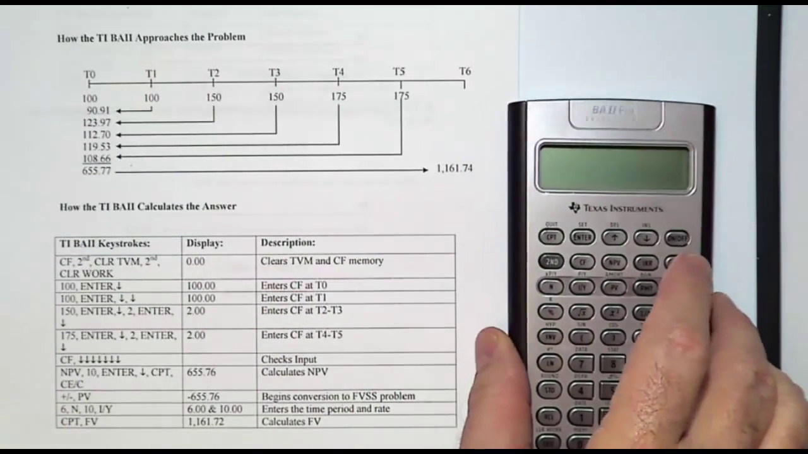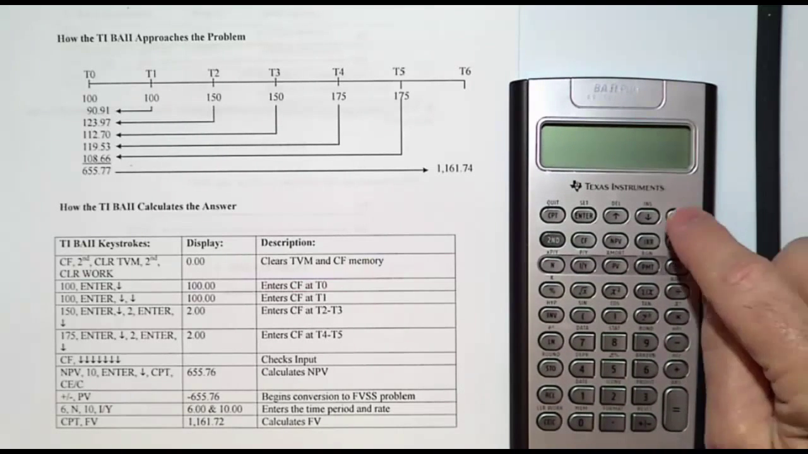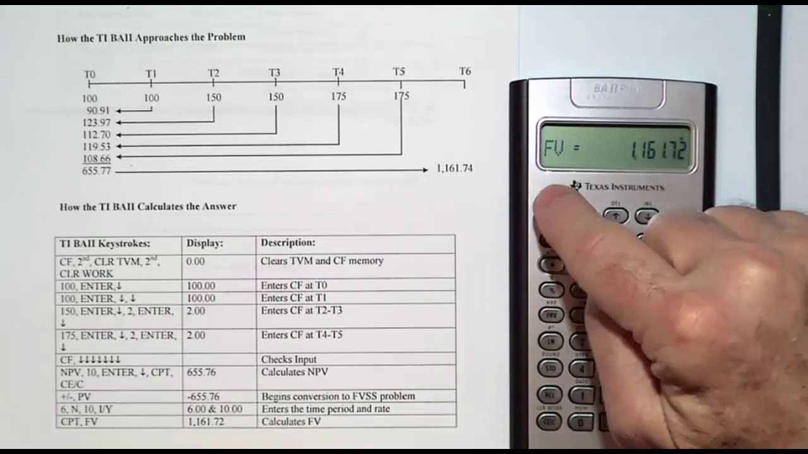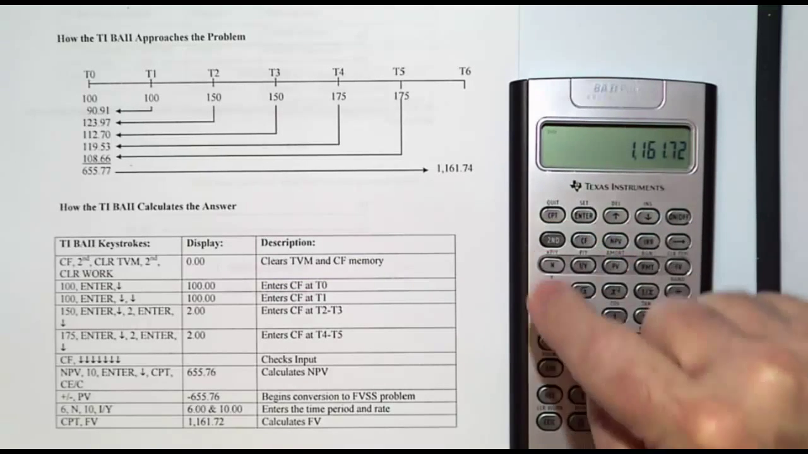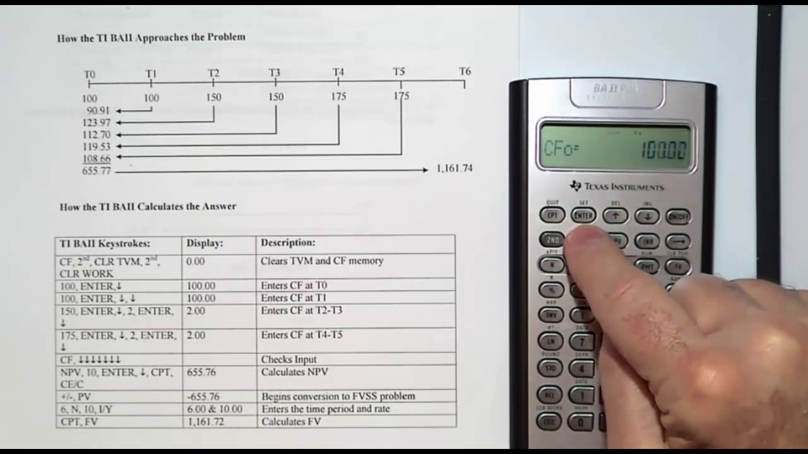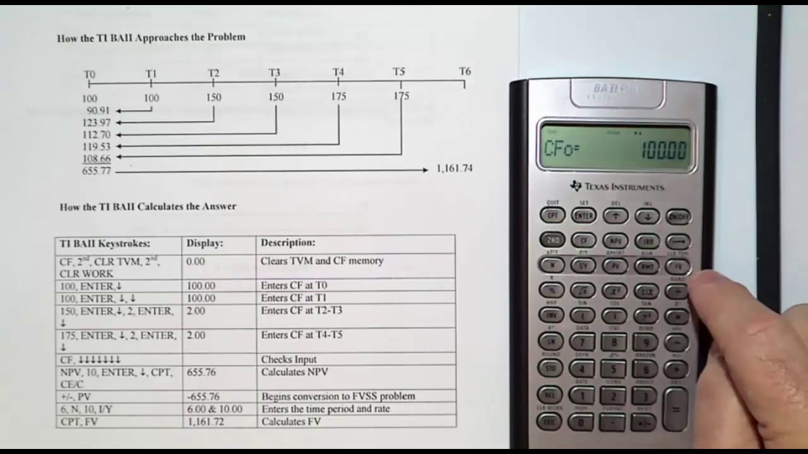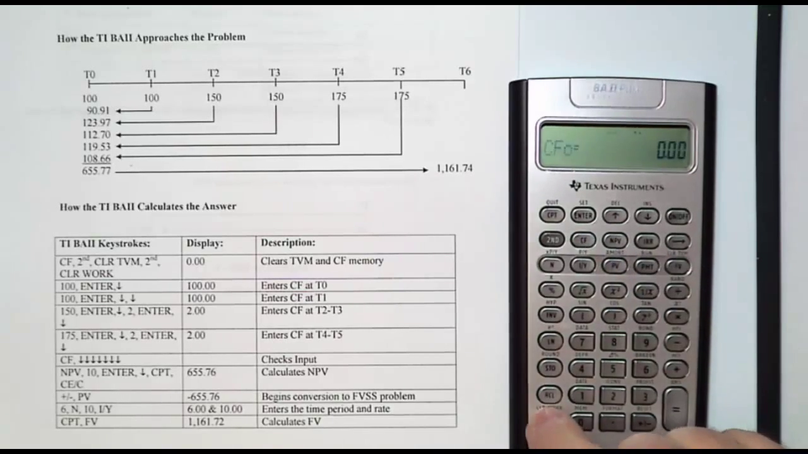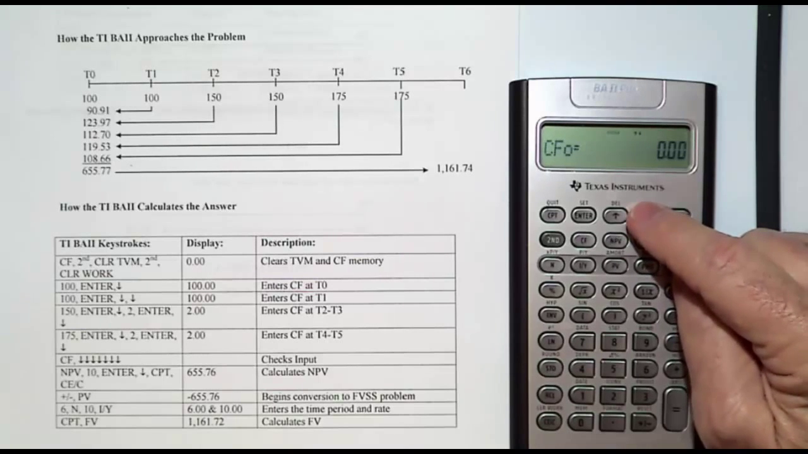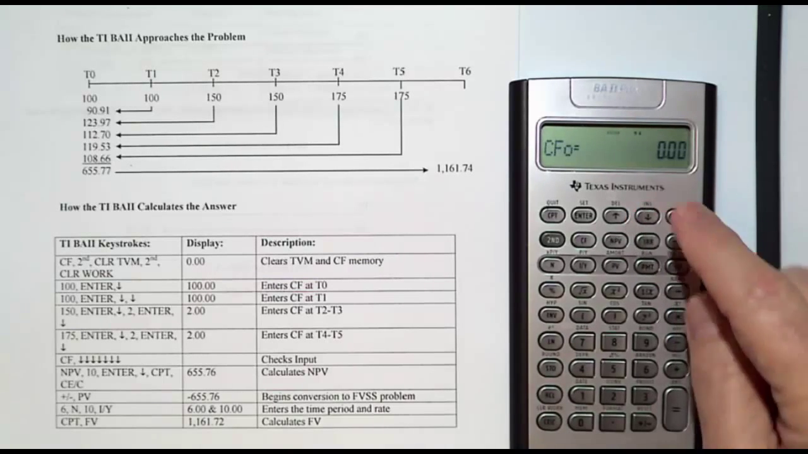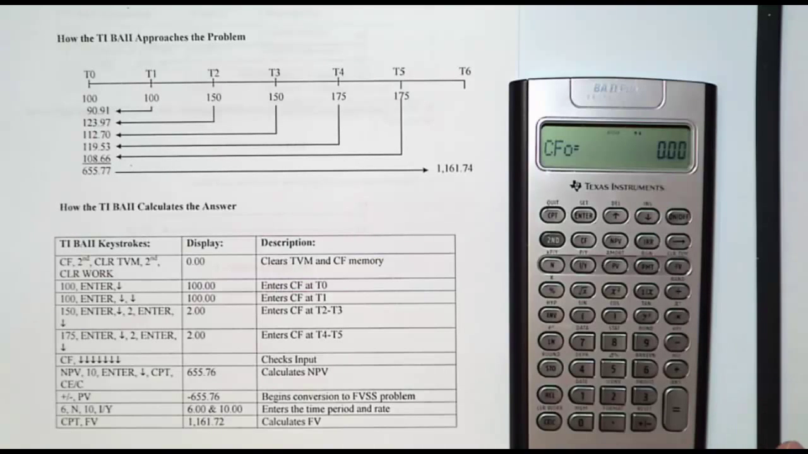Now let's see how the TI-BA2 Plus calculates it. Turn on the calculator. I'm going to clear everything. So second, clear TVM, second, clear work. I'm going to be in my cash flow keys. I'm going to do the same thing. Second, clear TVM, second, clear work. And now if I were to hit cash flow and go down, there's nothing in there. So let's go ahead and start entering our data.